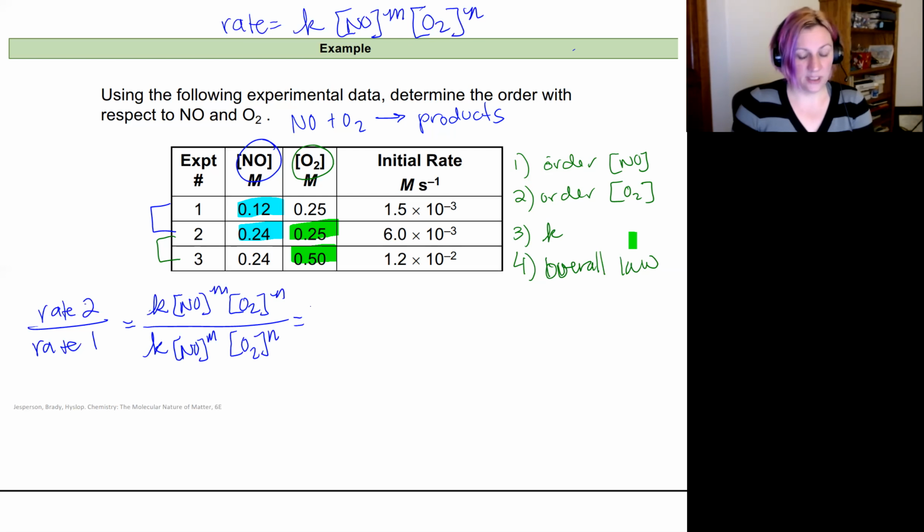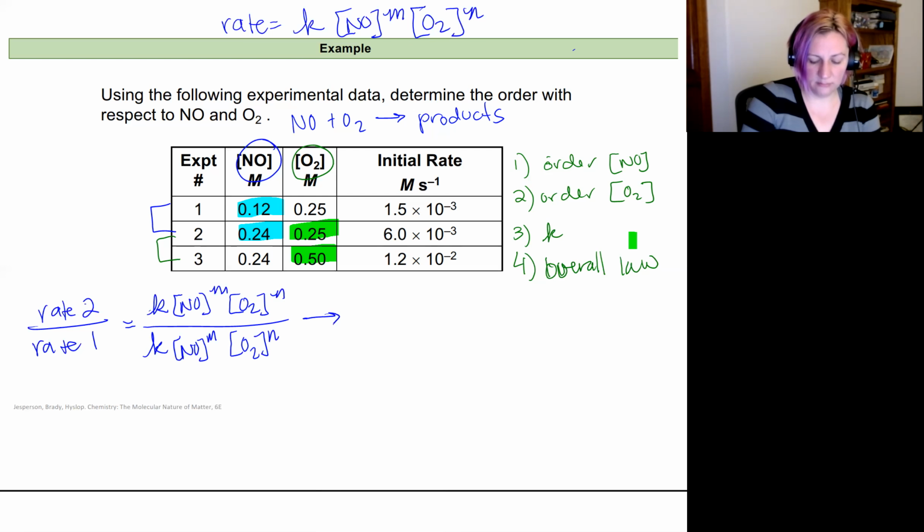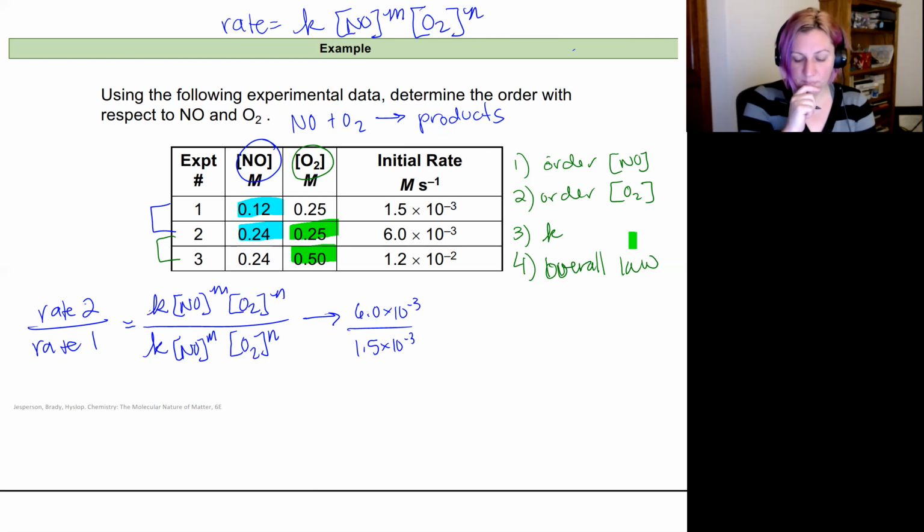All right, now I'm going to fill in the information that I have experimentally. So I know my rate 2 is 6.0 times 10 to the negative 3 divided by 1.5 times 10 to the negative 3 for my rate for experiment 1. And then that's going to be equal to the constant I don't know yet. My concentration of NO is 0.24 to that m exponent. And for that second one, my concentration of oxygen is 0.25 to an exponent that I don't know.